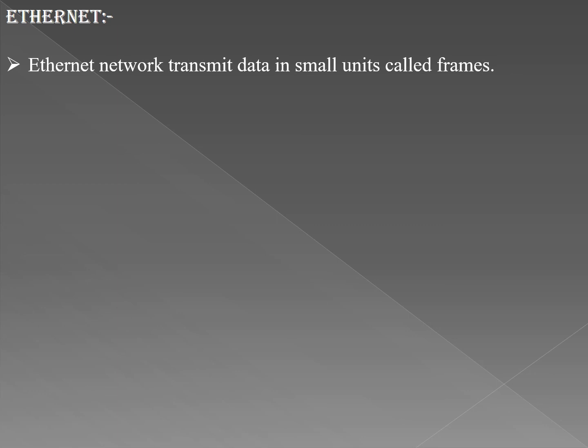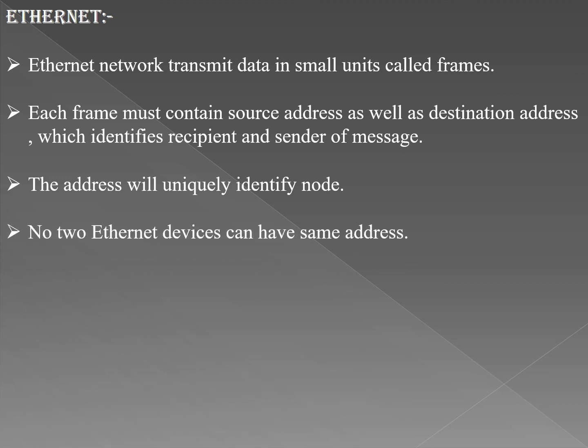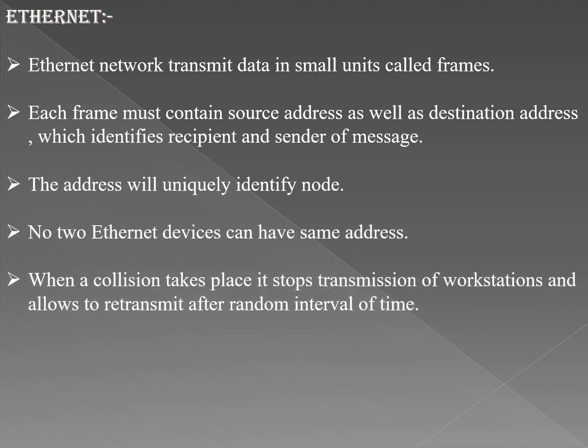Ethernet networks transmit data in small units called frames. As we said, the entire data will be broken down into small units called packets, that is nothing but the frames. Each frame must contain the source address as well as the destination address, which identify the recipient and the sender of the message. The address will uniquely identify a node. No two Ethernet devices can have the same address.